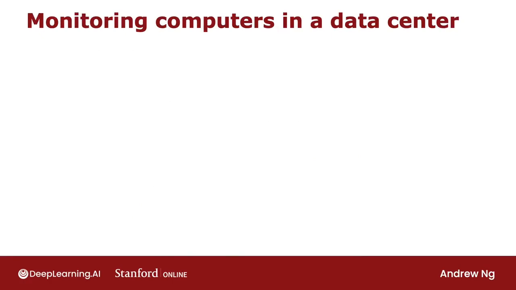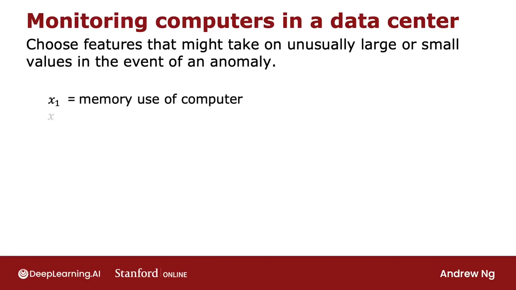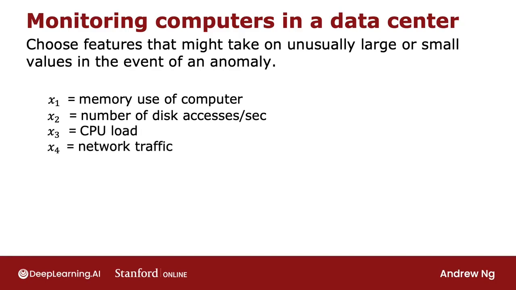Just as one more example, let's say you're building an anomaly detection system to monitor computers in a data center to try to figure out if a computer may be behaving strangely and deserves a closer look, maybe because of a hardware failure or because it's been hacked into or something. So what you'd like to do is choose features that might take on unusually large or small values in the event of an anomaly. You might start off with features like X1 is the memory use, X2 is the number of disk accesses per second, then the CPU load and the volume of network traffic.